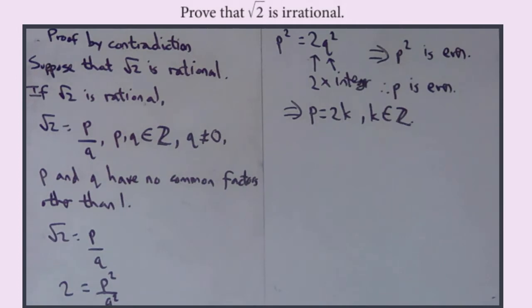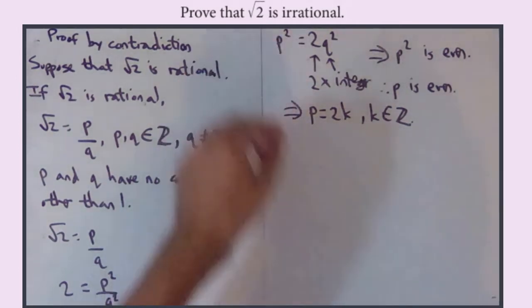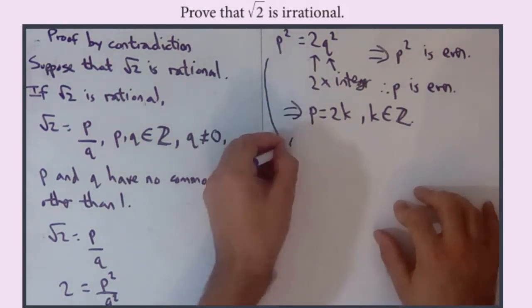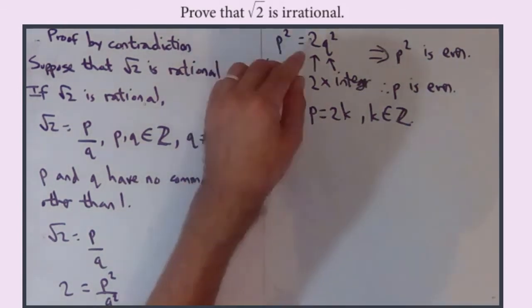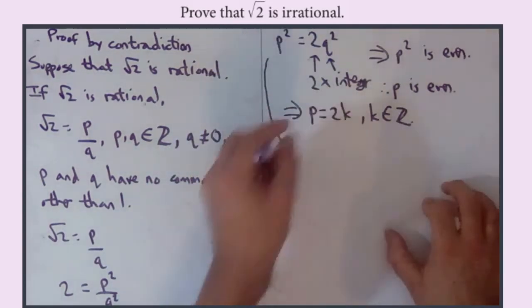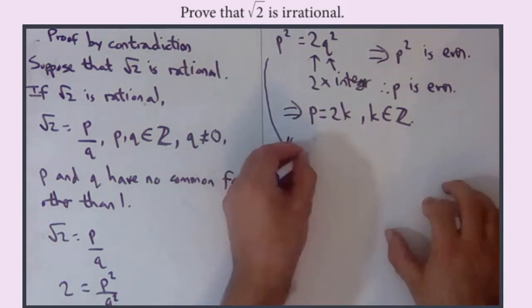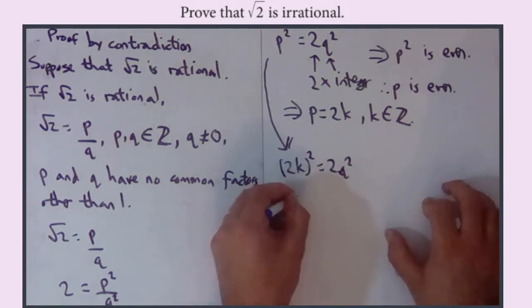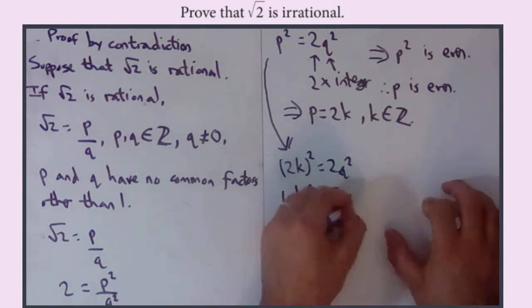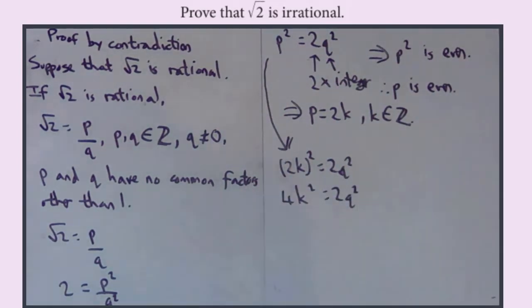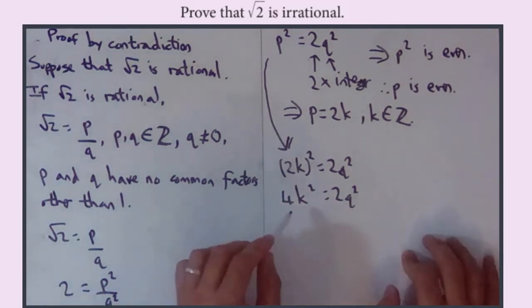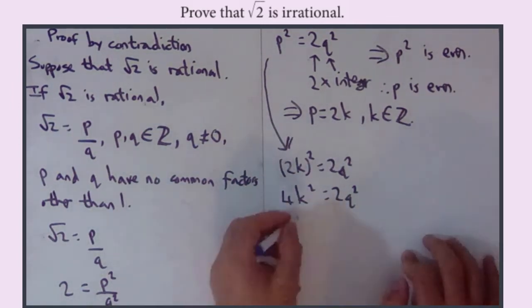Okay, so now if we just rewrite this, p squared equals 2q squared, we just write this again down here. Then p squared equals 2q squared. If we just replace p with 2k, so 2k squared equals 2q squared, or 2k squared is 4k squared. 4k squared equals 2q squared, right? So if we just make q squared the subject of that, that means q squared would be 4k squared over 2, which would mean that q squared equals 2k squared.